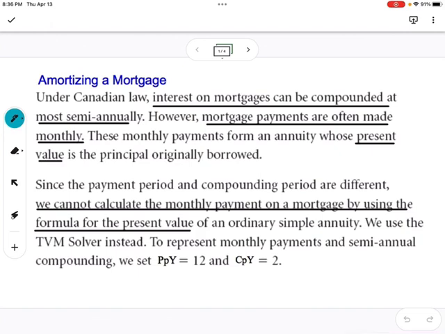Since the payment period and compounding period are different, we cannot calculate the monthly payment on a mortgage by using the formula for present value of an ordinary simple annuity. We use the TVM solver instead to represent monthly payments and semi-annual compounding. Our payments per year is going to be 12 because we're paying monthly, but our compounding periods is only going to be 2 because the most that the interest rate can be compounded is semi-annually.